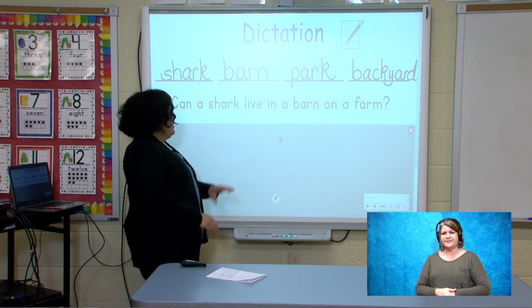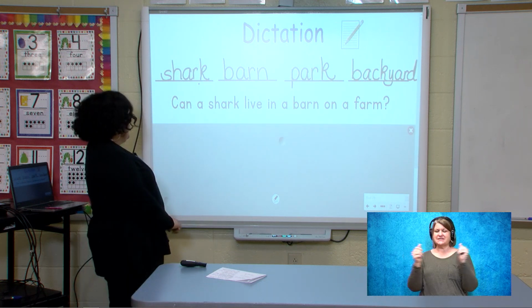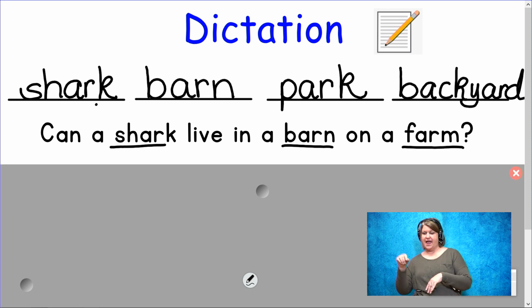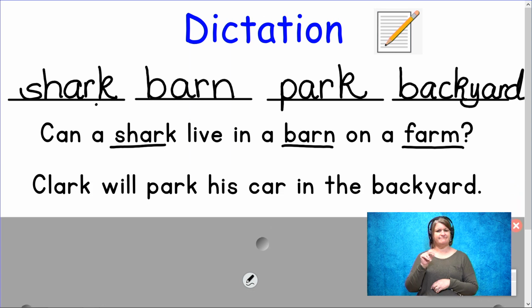Let's read some sentences with R. Look at my sentences. Can you identify the words that have R? Good job. Shark, barn, and farm. Let's read this sentence together. You ready? Let's read. Can a shark live in a barn on a farm? No. Let's do another one.